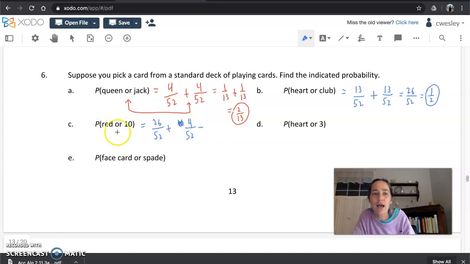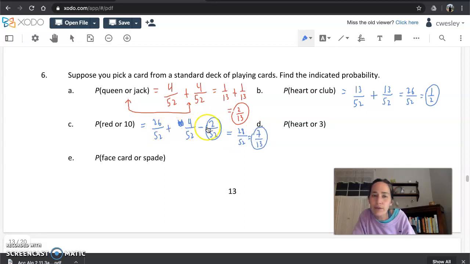I feel like we are not in the mutually exclusive realm anymore. A card could both be red and 10, so we double counted. The two red 10s, the 10 of diamonds and the 10 of hearts, we put into this category for reds, and we double counted it in this category for 10s. So we are subtracting off the overlap. The two red 10s that got counted in both cases. So final answer, 26 plus 4 is 30, minus 2, 28 over 52, reduced to 7/13, like that.